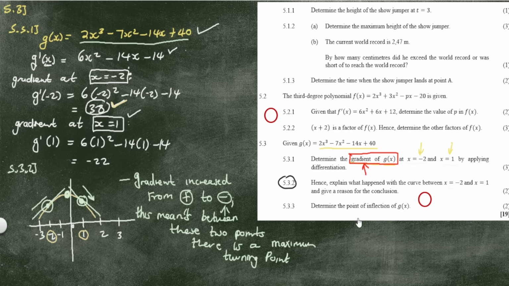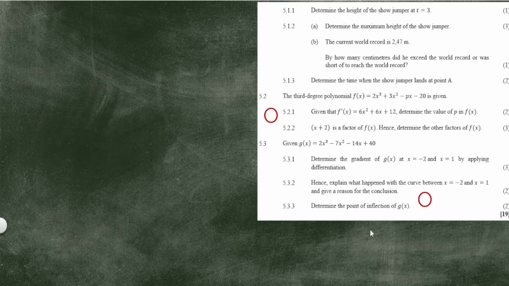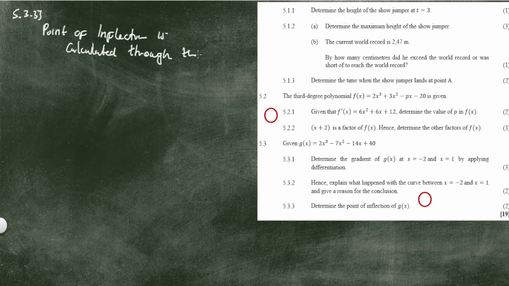Determine the point of inflection. At the point of inflection, you need both the x and the y coordinate for this point. The point of inflection is calculated through the second derivative of the function.